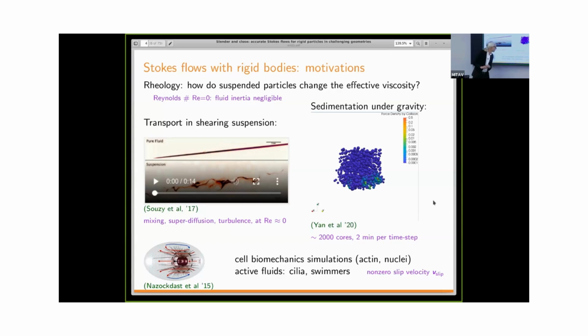And then there are other motivations coming from swimming objects. Like if you have an object with cilia on it, then that has a slip velocity and it can push itself around inside a viscous fluid. And that's what bacteria do, for instance.